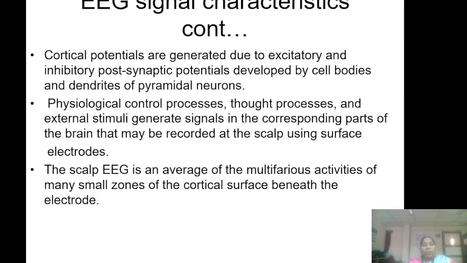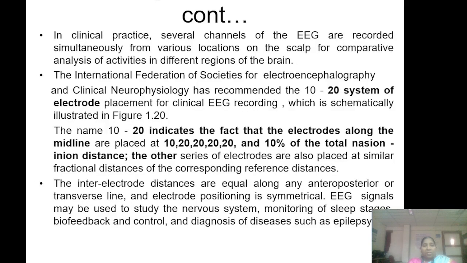The 10 to 20 electrode system starts from the nasion to the inion. The distance in between, we call it 10%, 20%, like that. According to the International Federation of Societies for Electroencephalography and Clinical Neurophysiology, they have recommended the 10 to 20 system of electrode placement for clinical EEG recording.